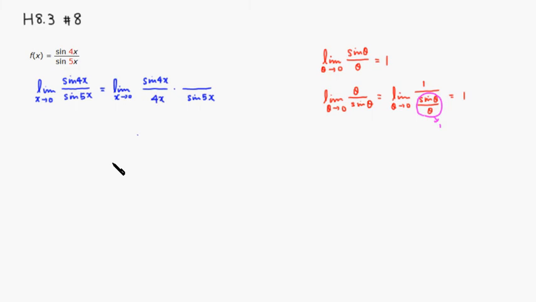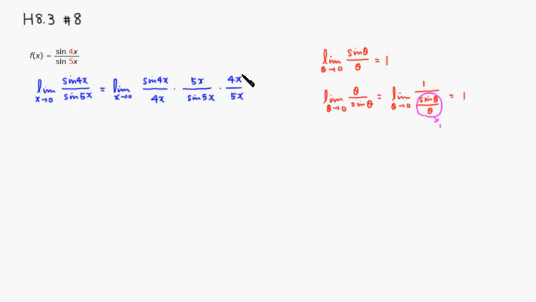But if you divide by 4x, make sure to remember to multiply by 4x so that we don't change the quantity. Then here, in order to use the other limit, we would have to have a 5x here, so we have to match the angle. If you multiply by 5x, you would have to have a 5x on the bottom to cancel it out. Then we can clean up a little bit.